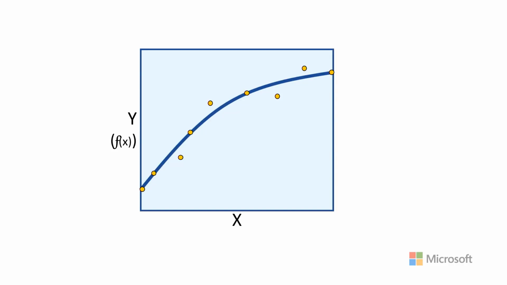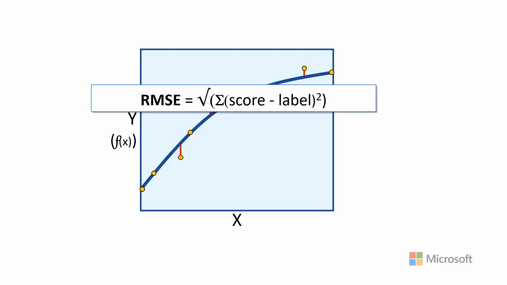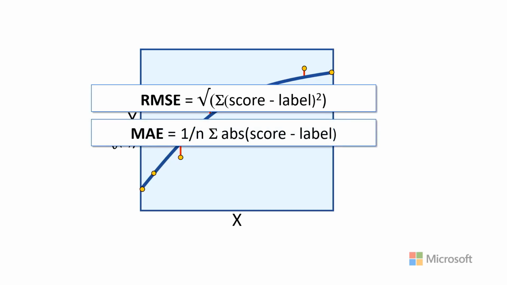Then we can use the model to predict f of x for the evaluation data and compare the predictions or scored labels to the actual labels that we know to be true. The difference between the predicted and actual labels are what we call the residuals, and they can tell us something about the level of error in the model. Now there are a few ways we can measure the error in the model, and these include root mean squared error, or RMSE, and mean absolute error.